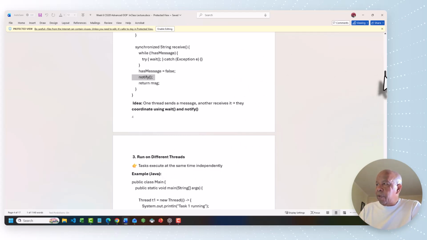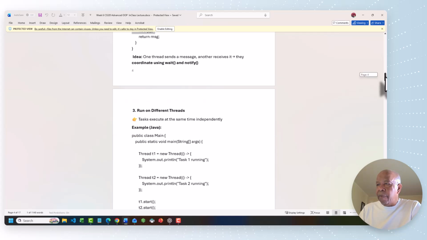And then we're running on different threads. Tasks execute at the same time, independently. Here's an example. Here we're creating thread 1. In this particular case, we're not doing anything elaborate. We're printing out "task 1 is running." And then we're going to start thread 2. So here's thread 1, here's thread 2, and we start both threads.